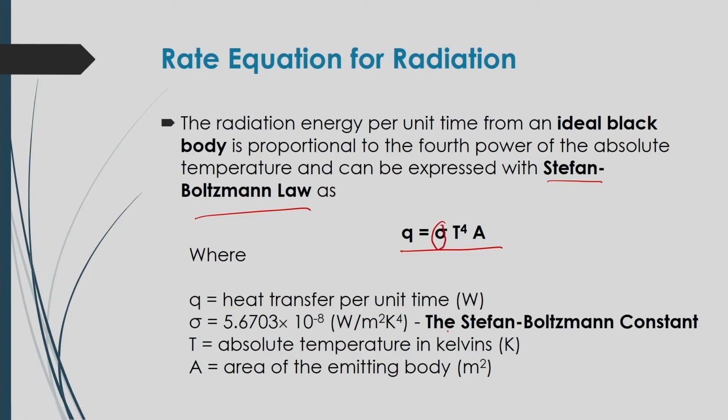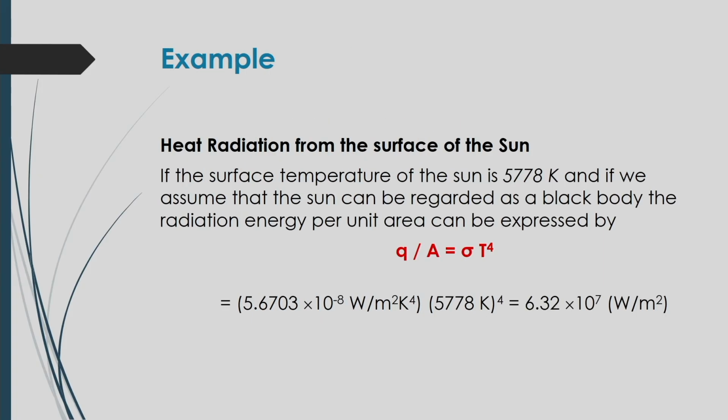This sigma is called the Stefan-Boltzmann constant, and its value is 5.6703 × 10^-8 watt per meter square Kelvin to the power 4, and T is the absolute temperature. Of course, it should be absolute temperature. You cannot use degrees Celsius or Fahrenheit here; you have to consider it as absolute temperature in Kelvin, and A is the area of the emitting body through which that heat is transferred.